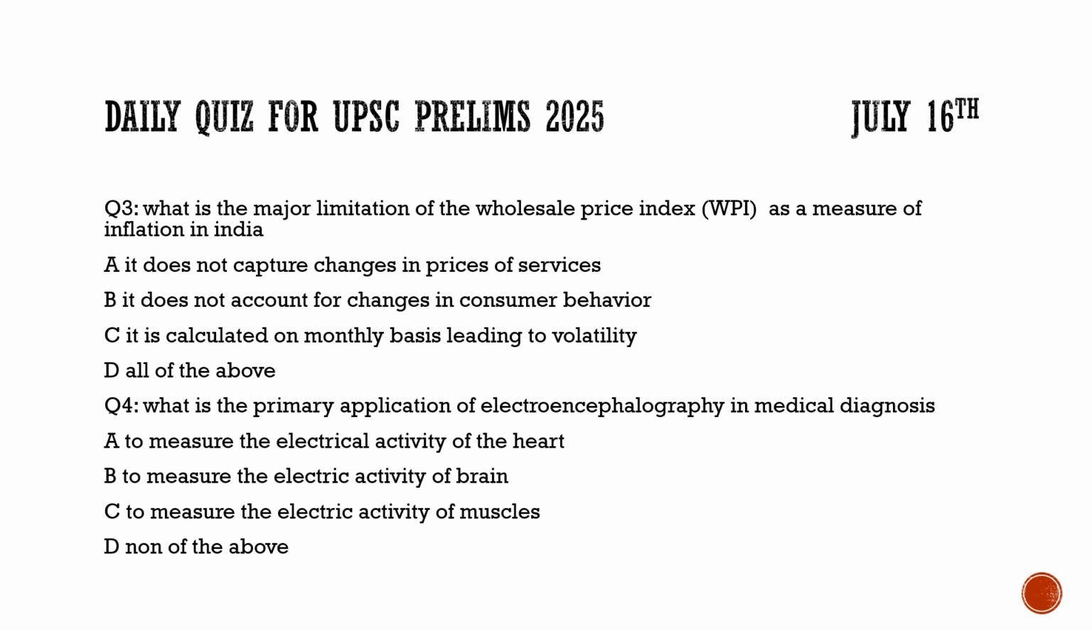So what do you think? What is the main limitation? Is it that it does not capture changes in prices of services? Let's keep it here. Does it not account for changes in consumer behavior? No, not at all. Is it calculated on a monthly basis leading to volatility? No, this is not the option. This is an absurd option. Fourth, all of the above. So for me, the correct option is option A. It does not capture changes in prices of services because it does not include the service sector in it. So for question number 3, the major limitation of the wholesale price index is that it does not capture changes in prices of services.